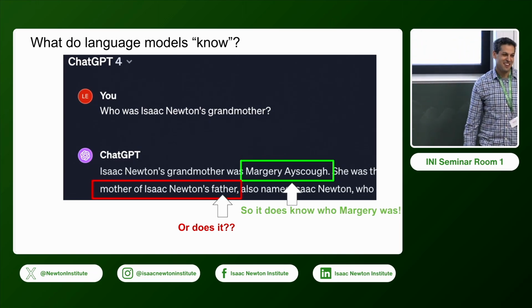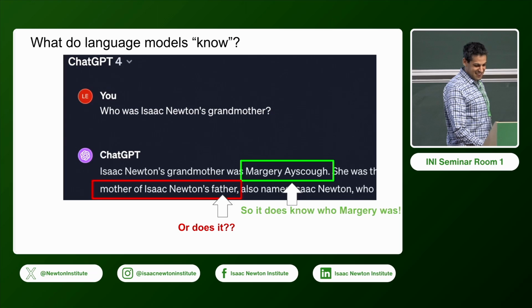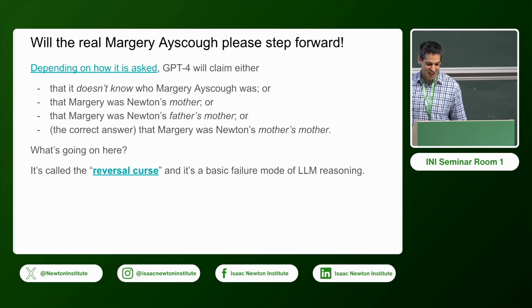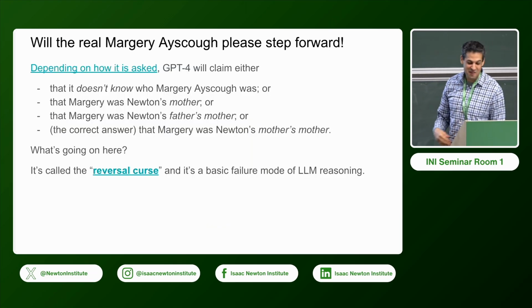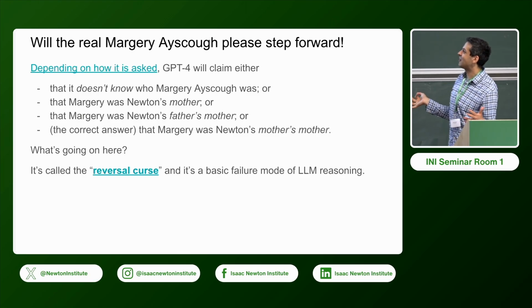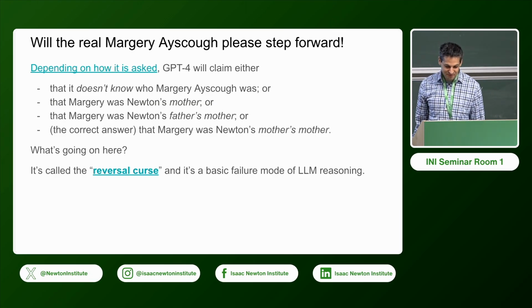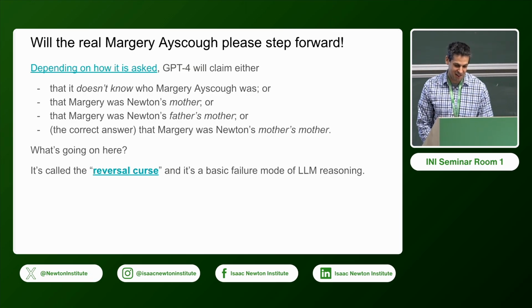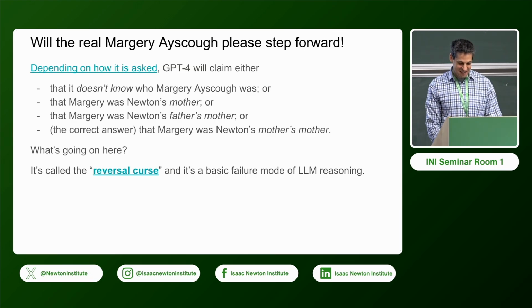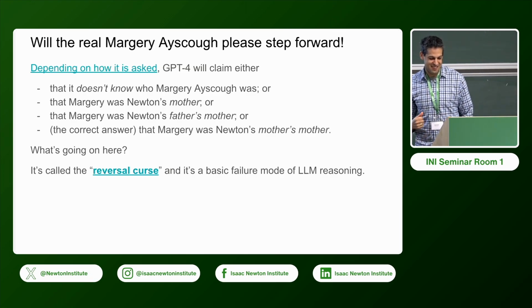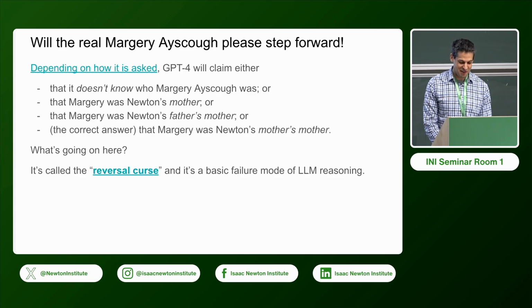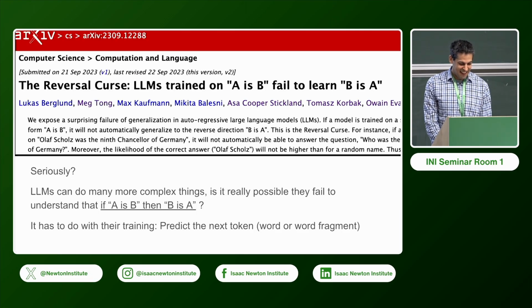Depending on exactly how you ask the question, it will claim either that it doesn't know, or that she wasn't a widely recognized figure, or that Marjorie was Newton's mother, or Newton's father's mother, or Newton's mother's mother. So, at least part of what's going on here is a phenomenon called the reversal curse, which is a basic failure mode of large language model reasoning.